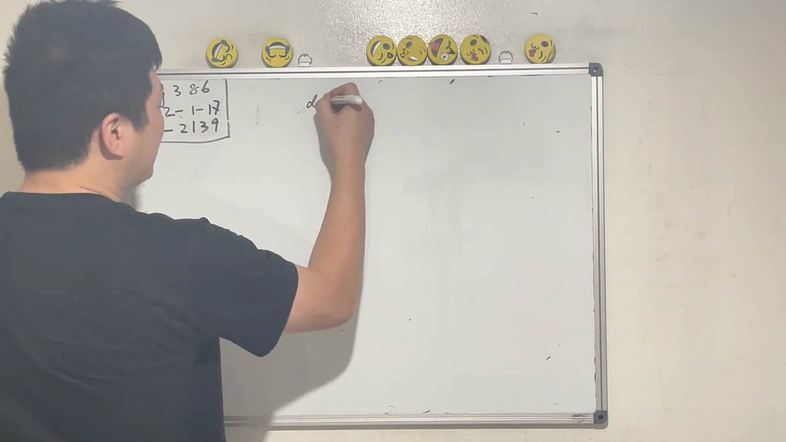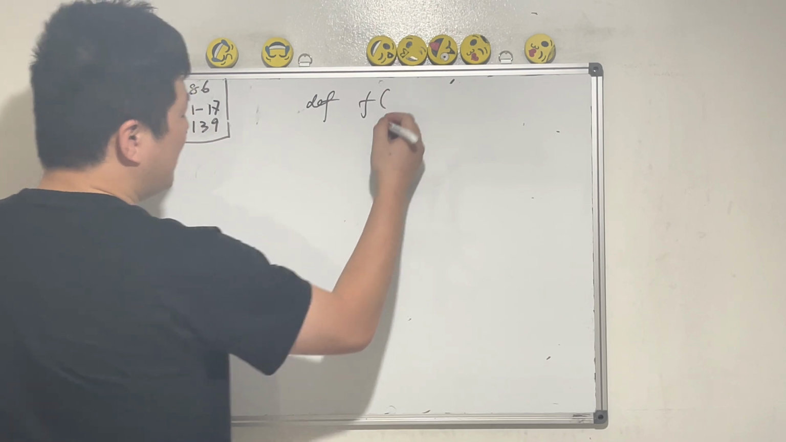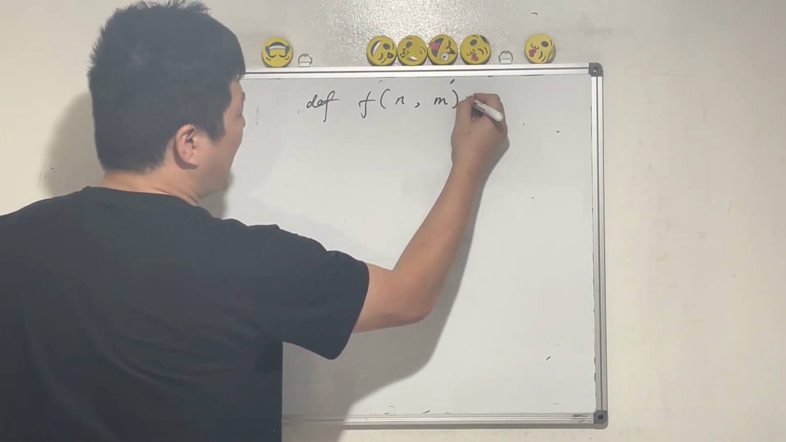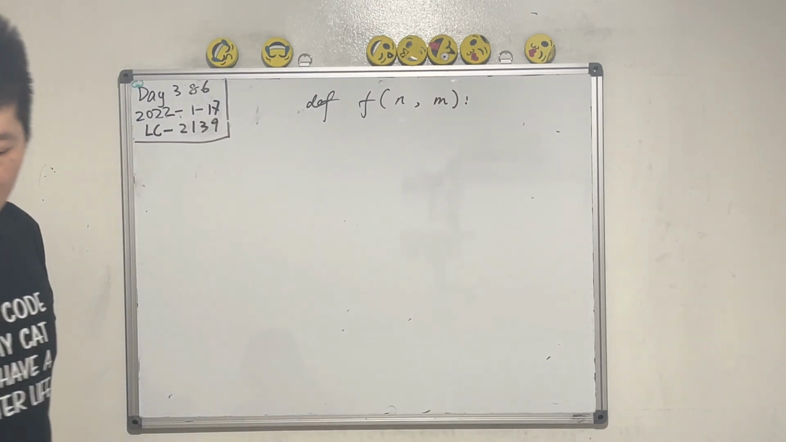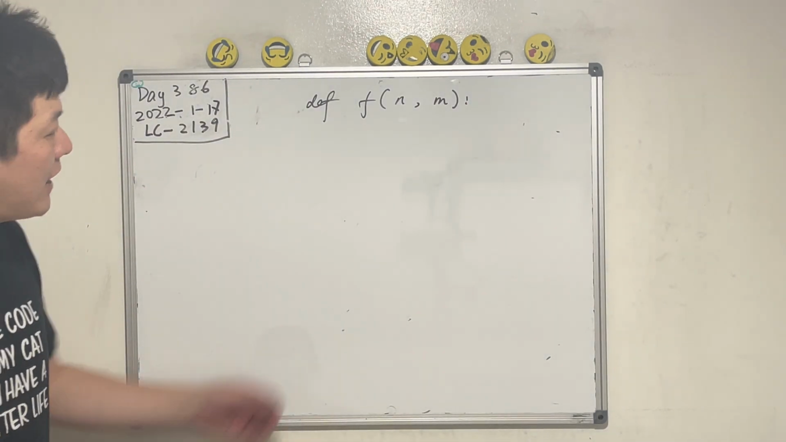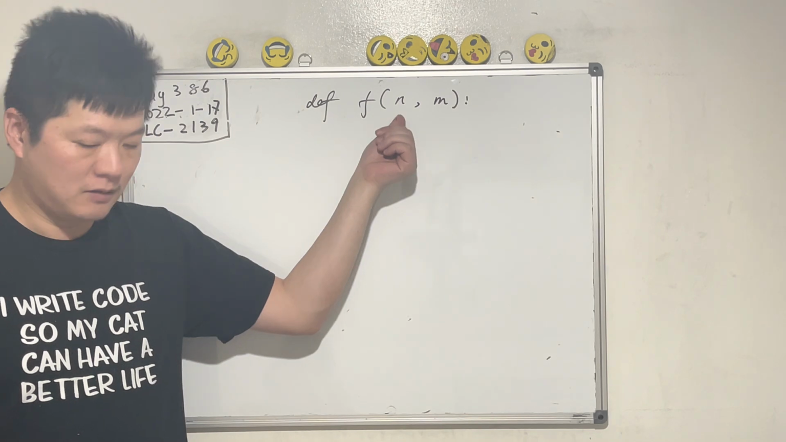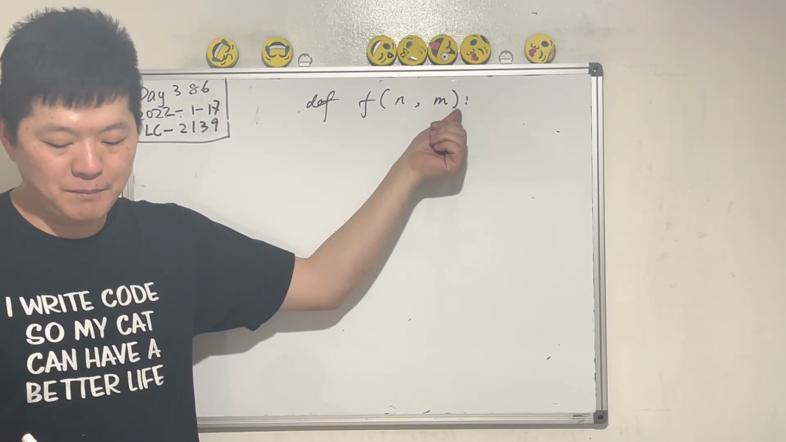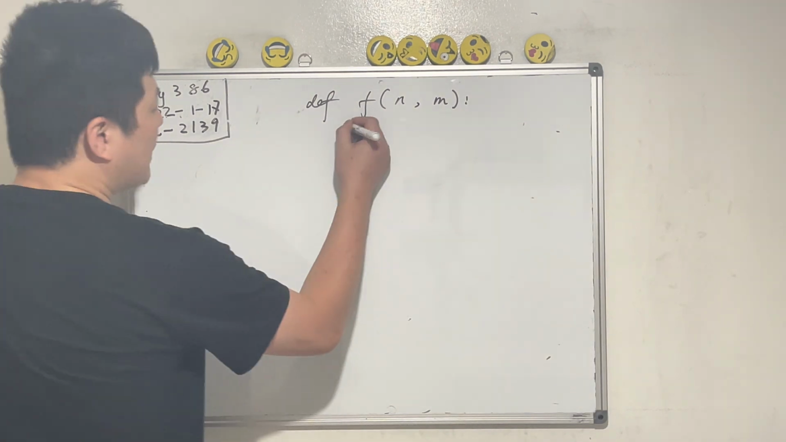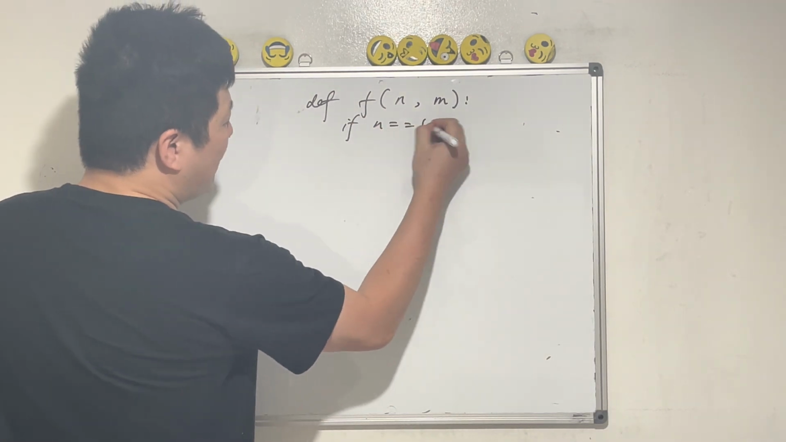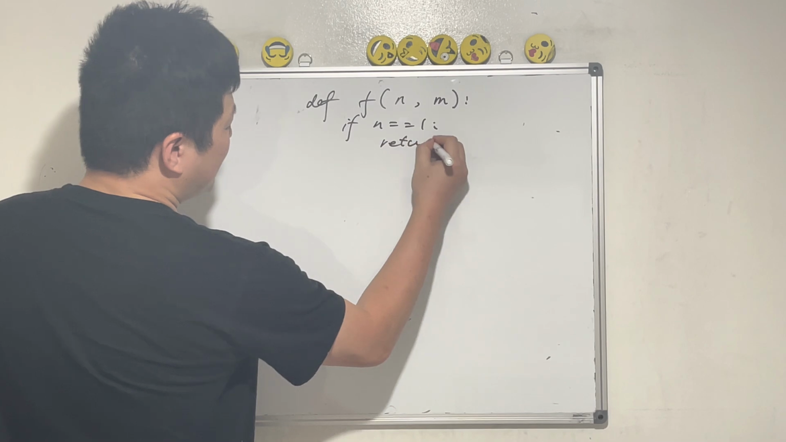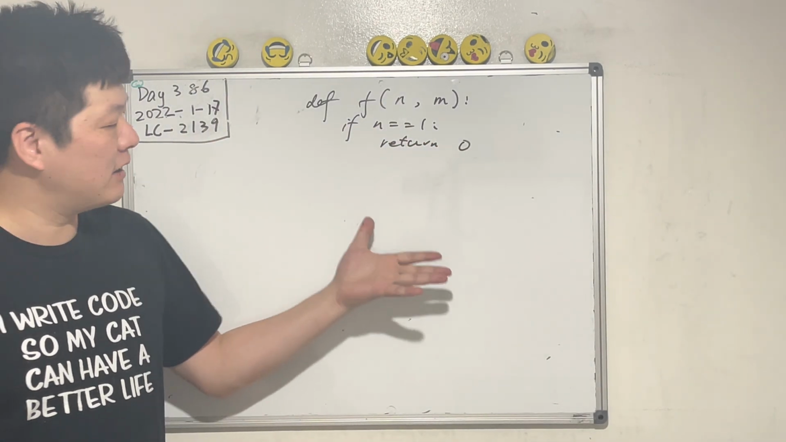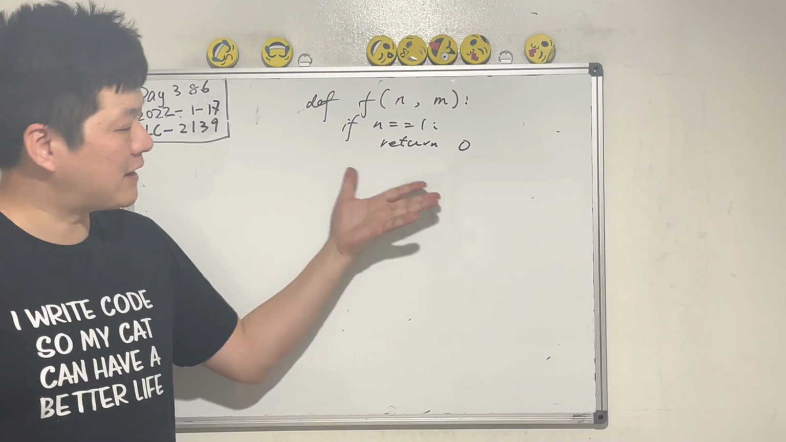Let's say f function. We are now at number n, and we have m number of times of division. N is the number, and m is the number of divisions. Okay. Now look, if n equals 1, then we are done, return 0. We are already at the destination, okay.